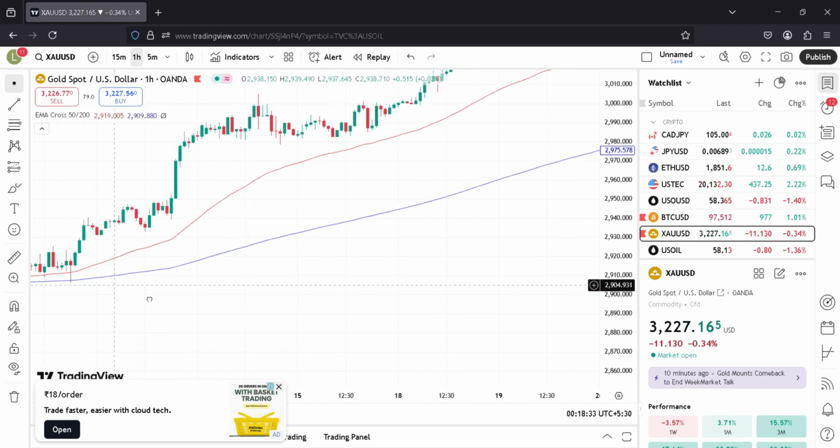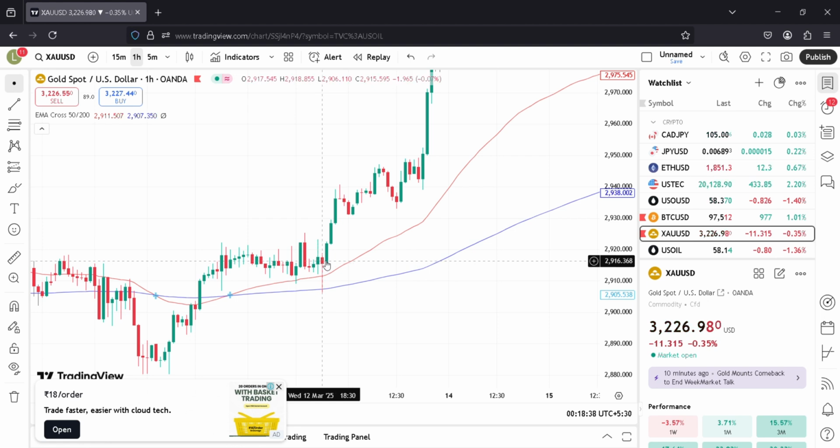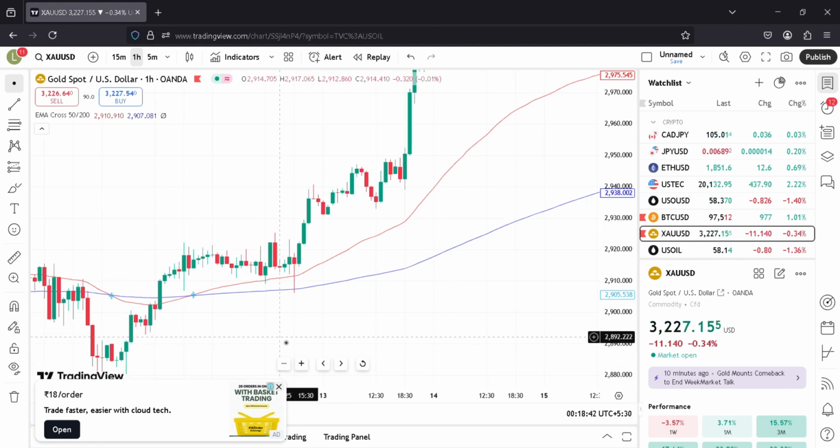Okay, let me think. This is a perfect candle. You can see the rejection. What is rejection? This is called a rejection candle. This is also called a rejection candle.